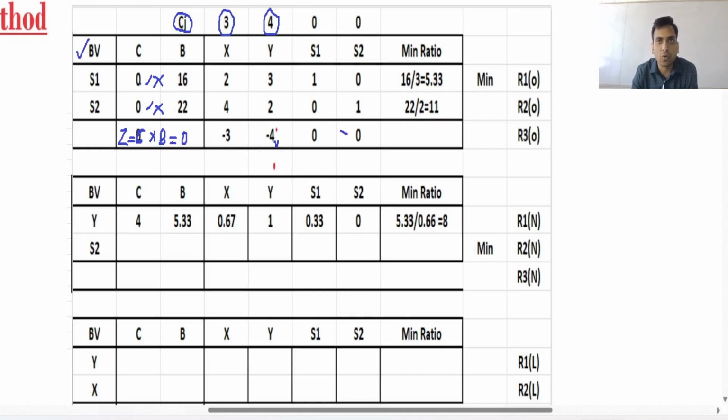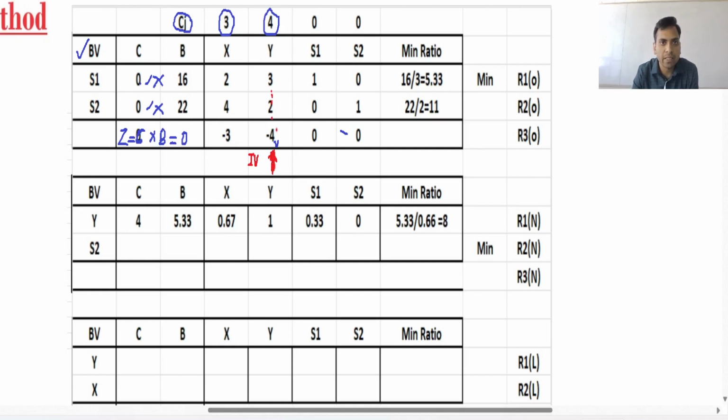Now in this row, the most negative number is this minus 4. So for this minus 4, the most negative number, we will call this the incoming vector, IV, and we will put an arrow on that.